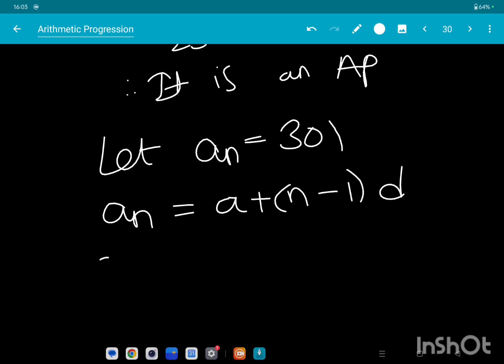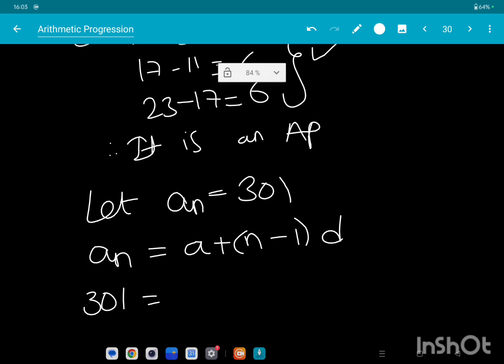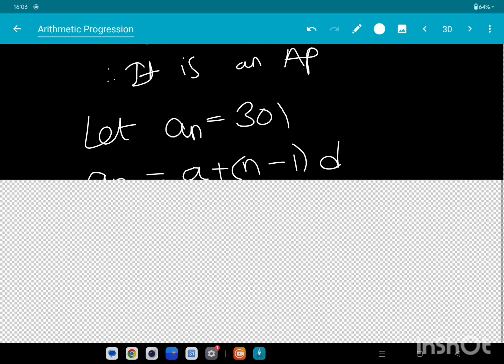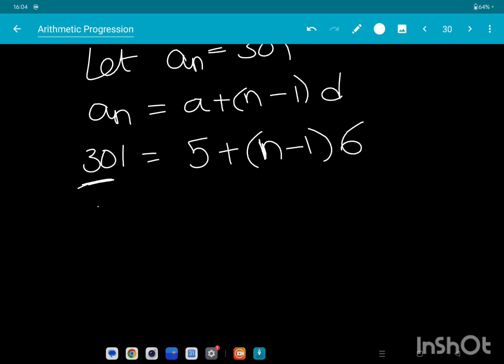What is the an value here? 301 is equal to a plus (n minus 1) d. What is the a value? The first term is 5. We need to find the n value only, right? Because if n is a positive number, then 301 is in this AP. If it is not a positive number, then 301 is not in this AP. a plus n minus 1 into, what is the common difference? 6.